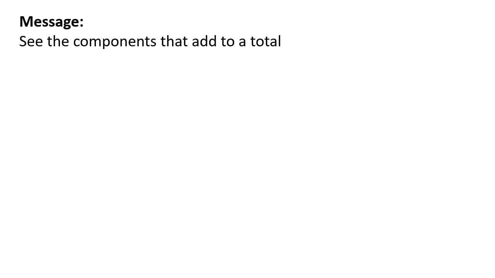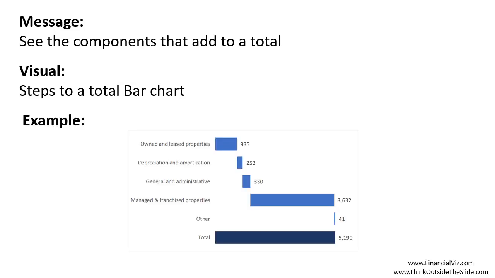So when your message is where you want the audience to see the components that add up to the total expenses, then the visual I suggest you consider using is a steps to a total bar chart. The example we used here shows us visually that one of those segments is much larger than the others, and this allows us to now have that discussion with the audience that we want to have.